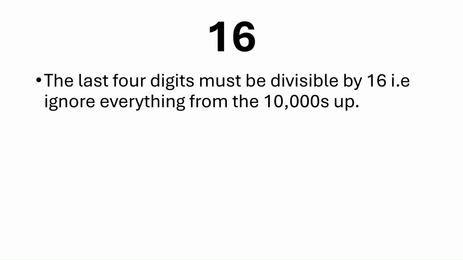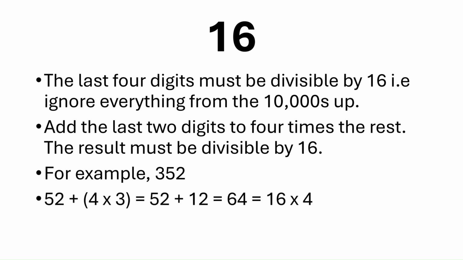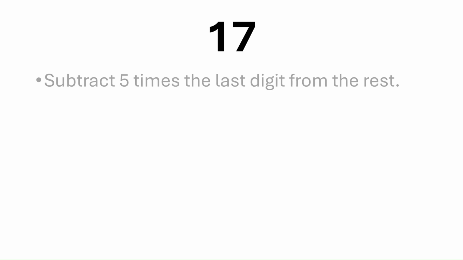16. The last four digits must be divisible by 16, that is, ignore everything from the 10,000s up. Alternatively, add the last two digits to 4 times the rest. The result must be divisible by 16. For example, 352: 52 plus 4 by 3 equals 52 plus 12, which is equal to 64, which is 16 by 4. 17. Subtract 5 times the last digit from the rest.